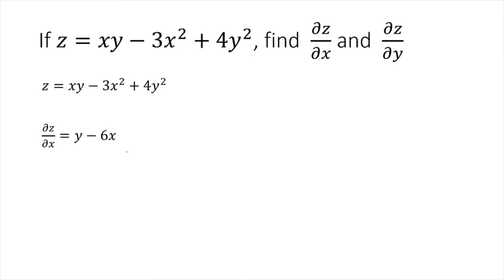How about partial derivative of z with respect to y? In this case, we will be holding x as, or treating x as constant. So with respect to y, x is constant. Derivative of y with respect to y is 1. 1 times x, x for the first term. Since x is constant, this whole second term will become 0, right? And then plus derivative of 4y squared with respect to y, so that's 2 times 4, 8y. This is now the partial derivative of z with respect to y.